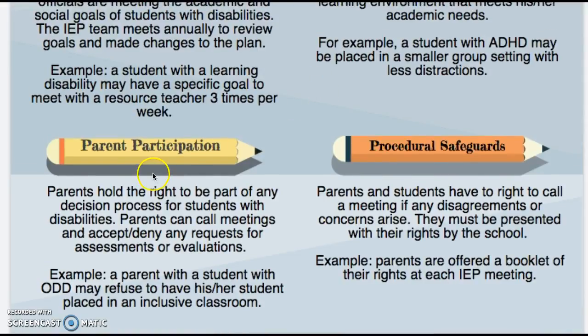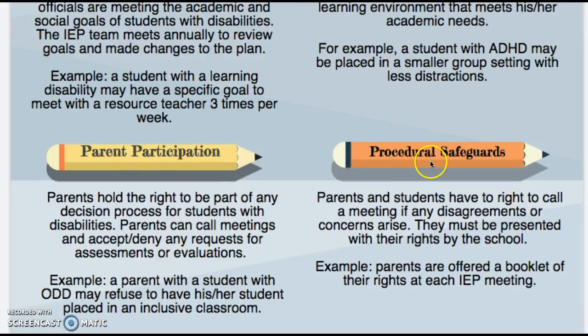And the final two, parent participation. Parents hold the right to be part of any decision process for students with disabilities. Parents can call meetings and accept or deny any request for assessment or evaluation. For example, a parent with a student with ODD, oppositional defiant disorder, may refuse to have his or her student placed in an inclusive classroom.